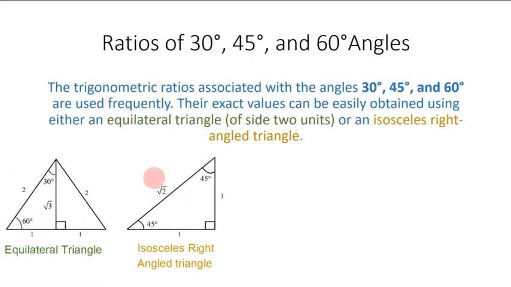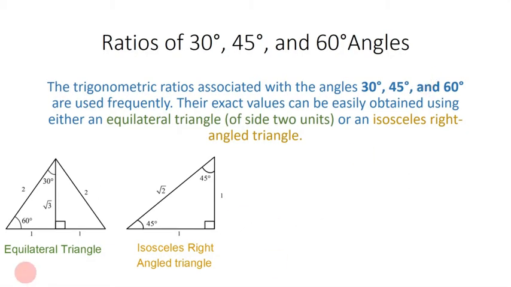Okay, so this is square root of 2 for 45 degree at the hypotenuse side, and for both opposite and adjacent it is equal to 1. It is important to remember the equilateral triangle and also the isosceles right angle triangle in order to solve future trigonometric ratio problems.